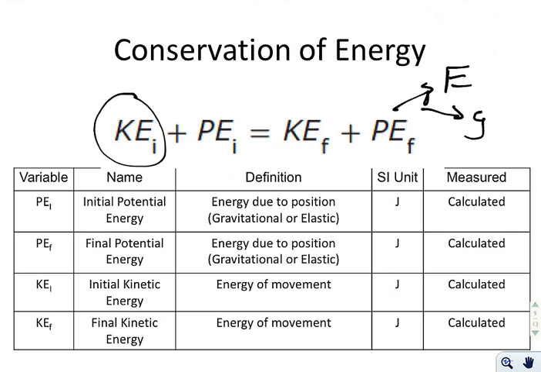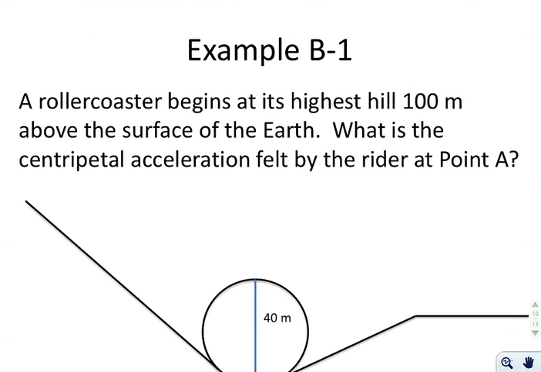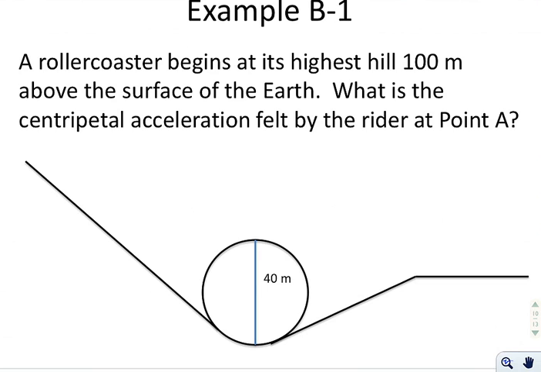So you see right here, they're all energies. We've talked about them all before. Initial just means at the beginning, so what is it to start with? Final means what is it when you end? So in this particular example, it says a roller coaster begins at its highest hill of 100 meters above the surface of the earth.